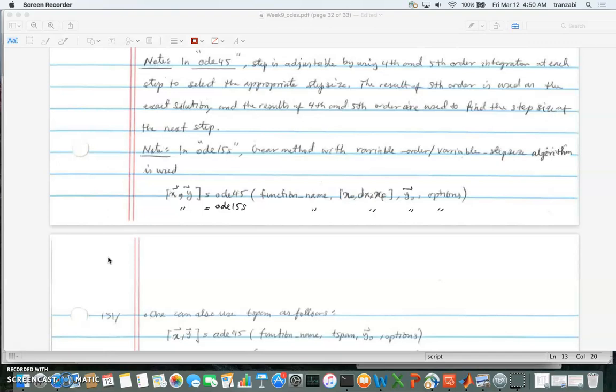ODE45 and ODE15s. These are MATLAB built-in functions. So in ODE45, we have to introduce the function first. By function, I mean the right-hand side of the differential equation. And then we have to give the minimum and maximum points along the time axis, or along the x-axis, or independent variable. And then we have to give an initial or boundary value, or the initial value for the function we're trying to solve. And of course the options. So options include maximum number of iterations, tolerance, and stuff like that.